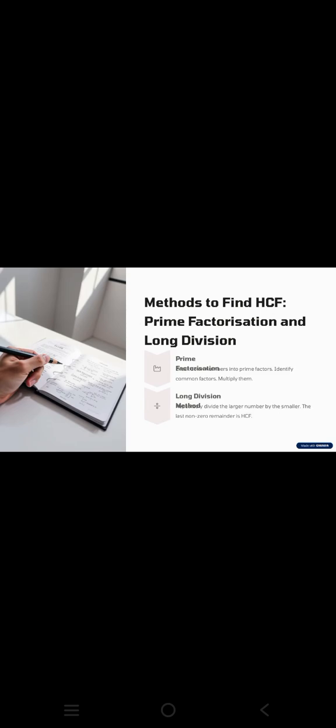So what is the definition of highest common factor? Yes, the HCF is the largest number that divides two or more numbers with no remainder. It is also known as the greatest common divisor, GCD. Think of it as finding the biggest common divisor. To find the HCF, there are two methods. The first is prime factorization, and the second is long division.